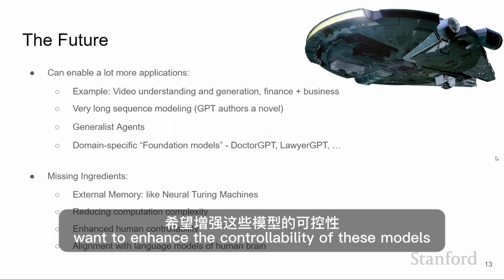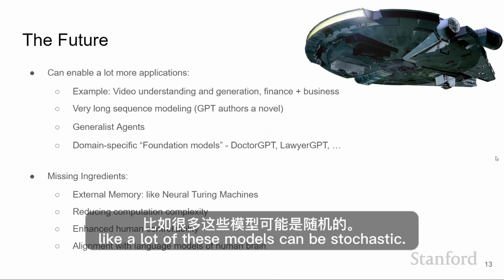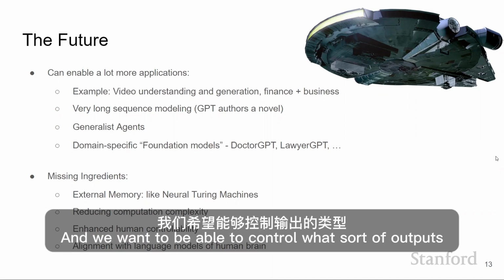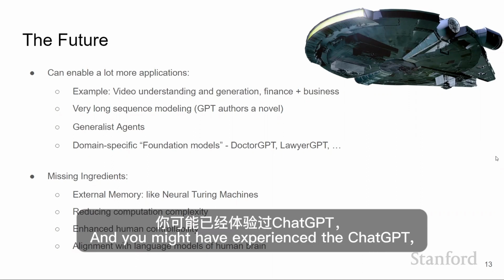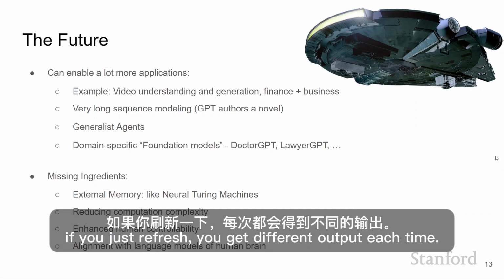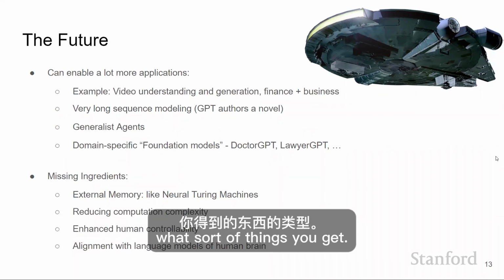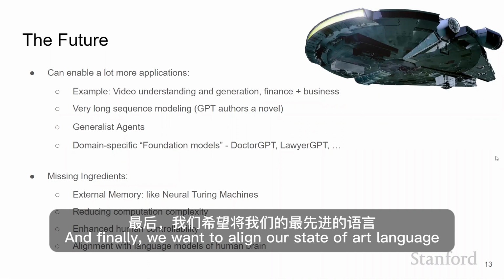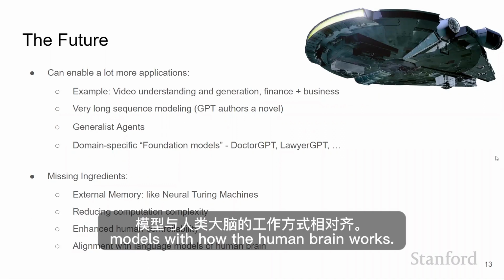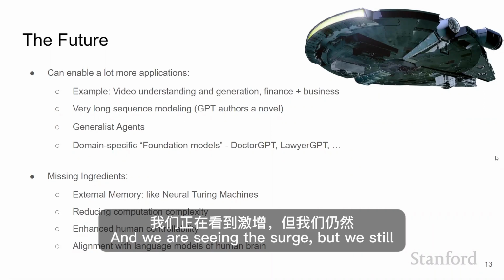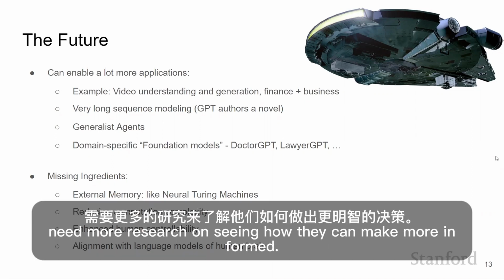Another thing we want to do is enhance the controllability of these models. A lot of these models can be stochastic, and we want to be able to control what sort of outputs we get from them. You might have experienced with ChatGPT, if you just refresh, you get a different output each time, but you might want a mechanism that controls what sort of things you get. And finally, we want to align our state-of-the-art language models with how the human brain works. We are seeing research, but we still need more research on seeing how they can be made more informed.